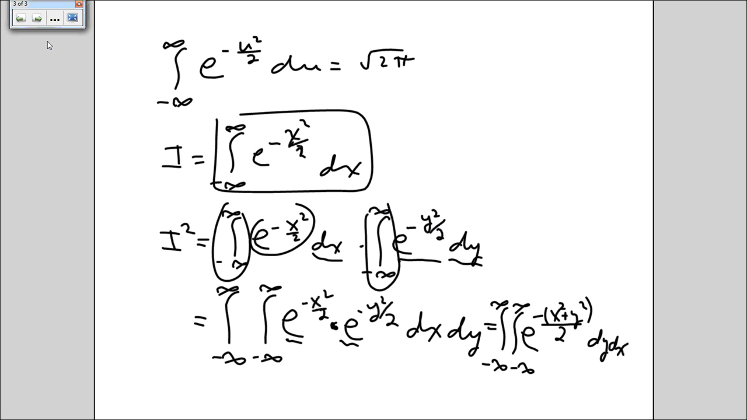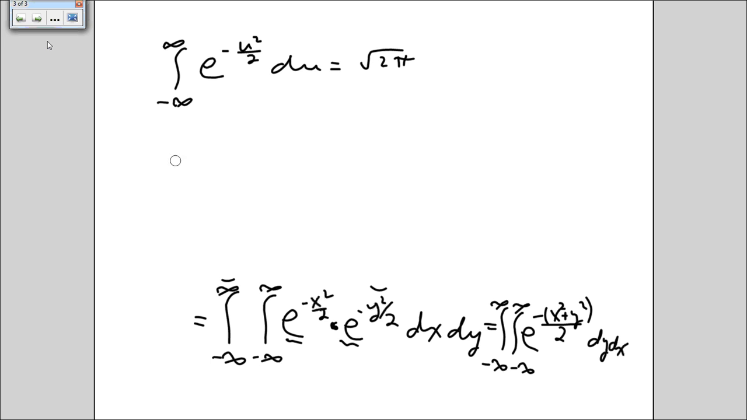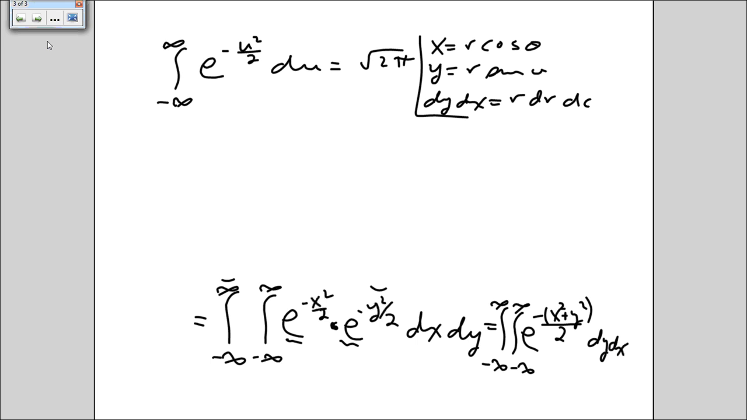Now, what we're going to do now is change to polar coordinates. When you want an answer that has pi's in it, probably go to polar. Let me write it down up here. You have that x is r cosine theta, and y is r sine theta, and that dy dx is r dr d theta. I'm not going to prove this. You learned this in Calc 3.